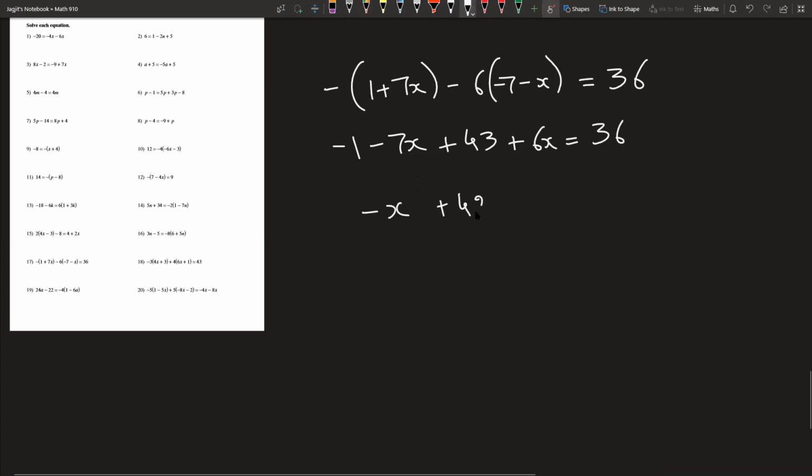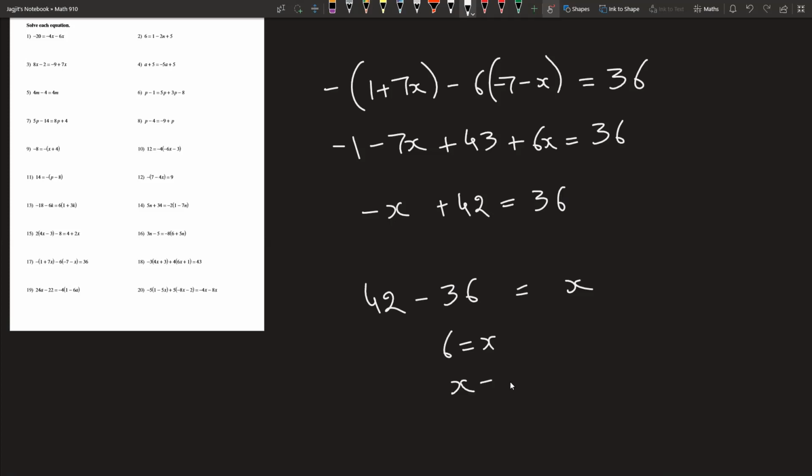42. And that is equal to 36. So we can do 2 things. We can either move this minus 6 here, right? I think that's what we should do, because I personally don't like having a negative here. I'll just move it over here. It becomes plus. Now this 36, I will move it to this side. It becomes minus 36. What's 42 minus 36? 6. X is equal to 6. Okay.